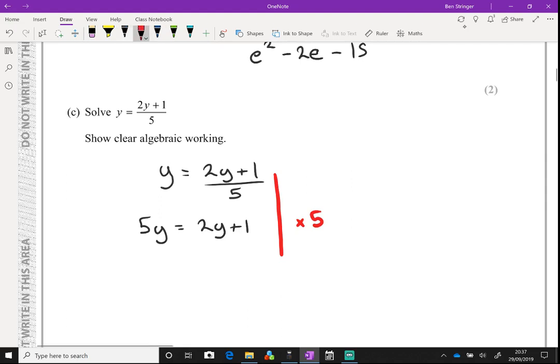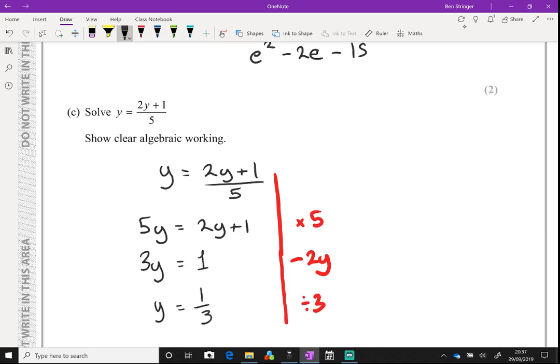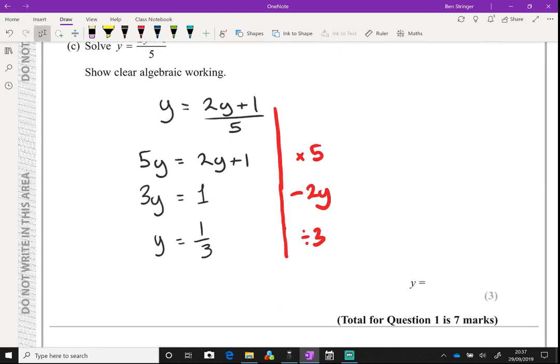Now, last step, let's get the y's on one side, numbers on the other. I'm going to move this 2y across to the other side by subtracting it because it's currently a positive. That's 3y equals, I've still got that 1 left over. My last step, divide by 3 because I'm currently multiplying y by 3. y is equal to 1/3. I don't need to write that as a decimal, fractions are just fine.